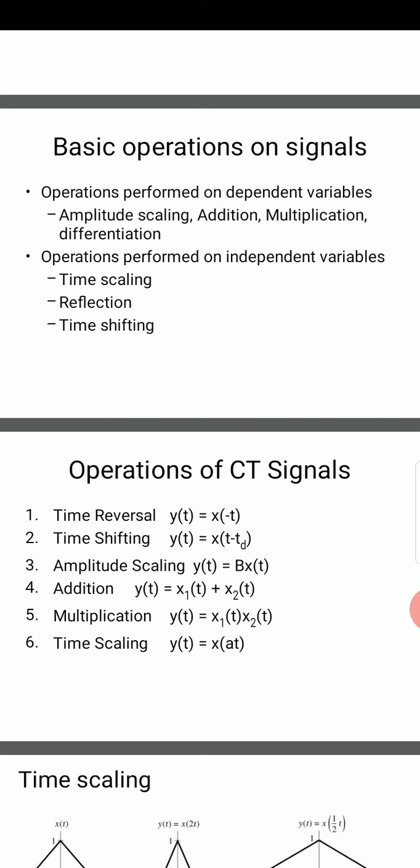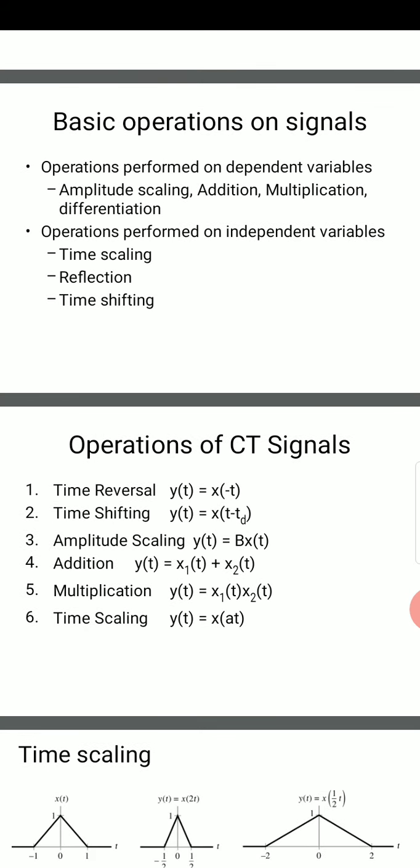This is a symmetry. y(t) = x(-t) is symmetry. This is a mirror image. Time shifting is y(t) = x(t - td). This is time shifting, and t + td is an advance. That is called advance.